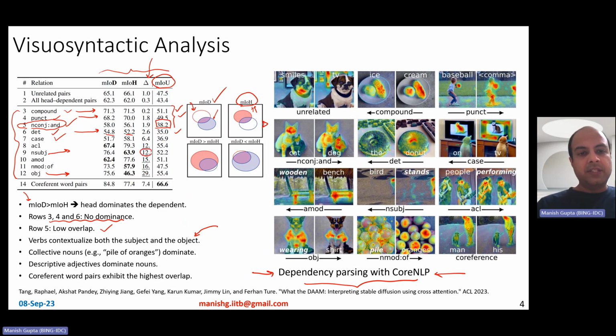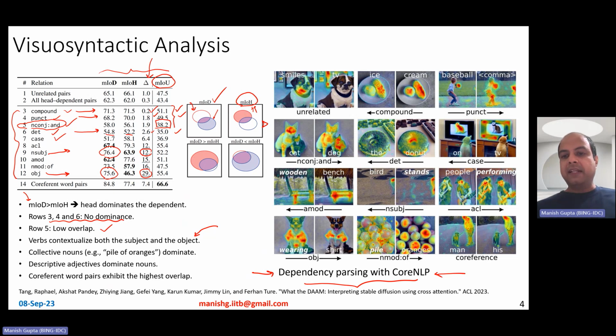So 12 and 29, versus the differences that you see in these particular cases. The differences in 3, 4, and 6 are so little, versus the 12 and 29 kind of difference that you observe in subj and obj. And what this essentially means is that the verb dominates significantly compared to the noun, with either the subject or the object.